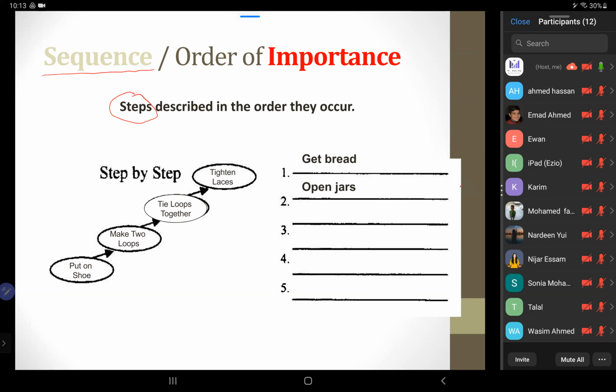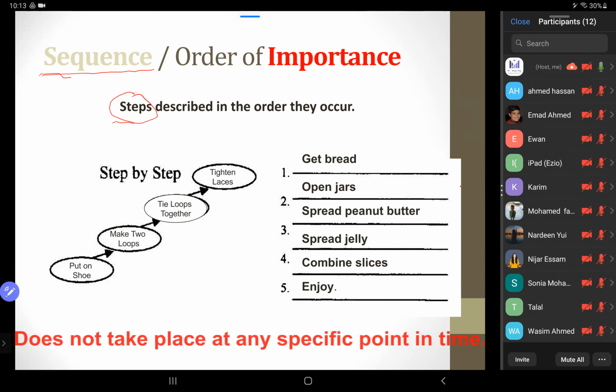So anyway, how to make maybe a peanut butter sandwich. Get bread, open the jar, spread the peanut butter, spread jelly on it as well. Combine the 2 slices. So as you can see, steps, sequence, steps, okay? So this is the second type. So far we have the chronological, which is time, sequential, which is steps.